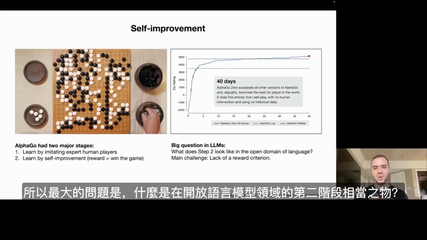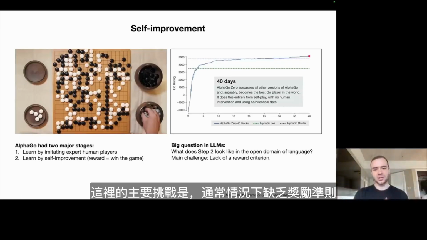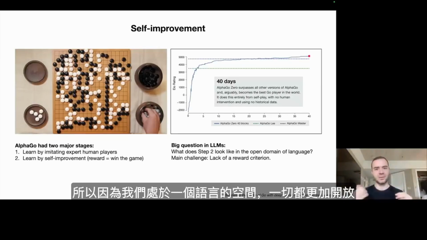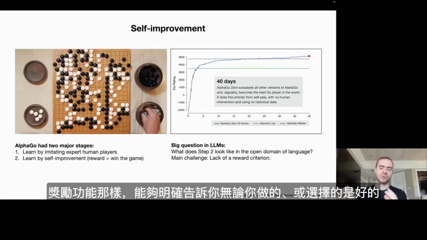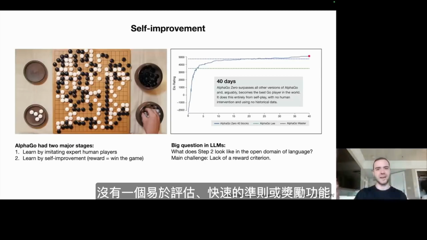So that's the big question. What is the step 2 equivalent in the domain of open language modeling? And the main challenge here is that there's a lack of a reward criterion in the general case. So because we are in a space of language, everything is a lot more open, and there's all these different types of tasks. And fundamentally, there's no simple reward function you can access that just tells you if whatever you did, whatever you sampled was good or bad. There's no easy to evaluate fast criterion or reward function.